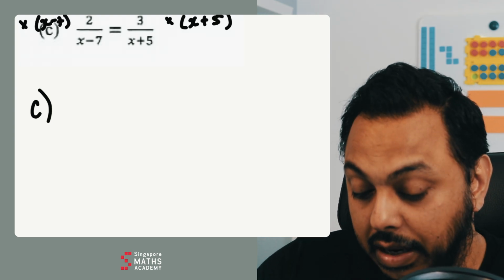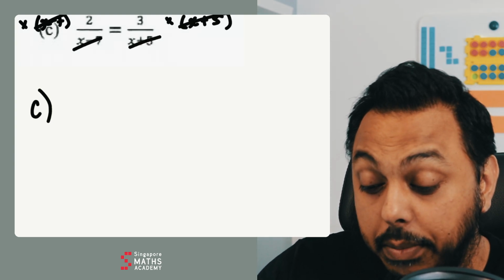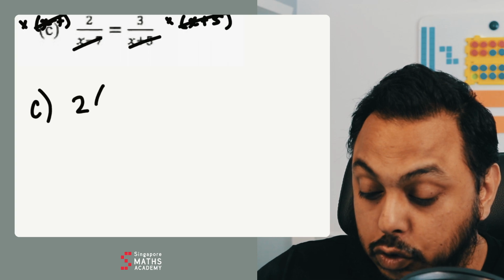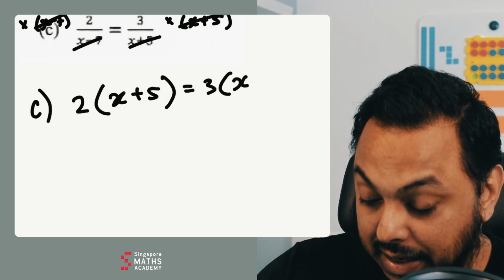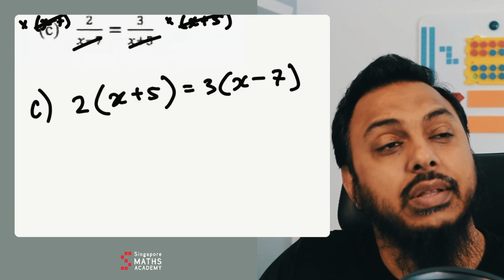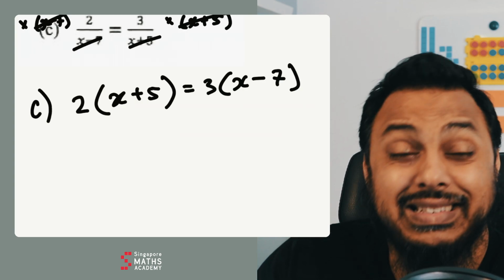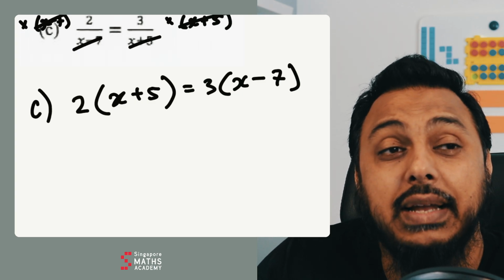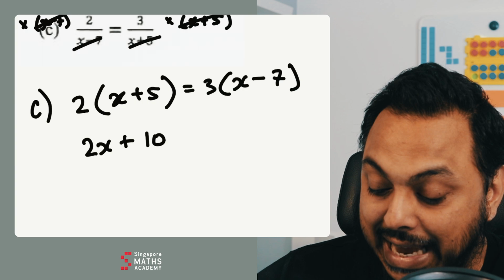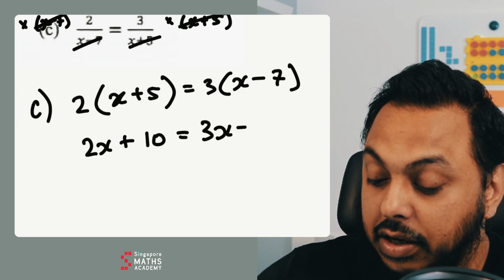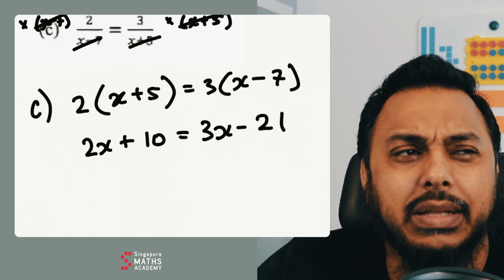And so what do I get? x minus 7 cancels this out, x plus 5 cancels this out, but I'm going to multiply both sides, remember? So I get 2 brackets x plus 5 is equal to 3 brackets x minus 7. Nice. Quite simple that, right? We've got rid of the denominators. Now it doesn't look as awkward, it doesn't look as challenging. If we expand, we get 2x plus 10 is equal to 3x minus 21.